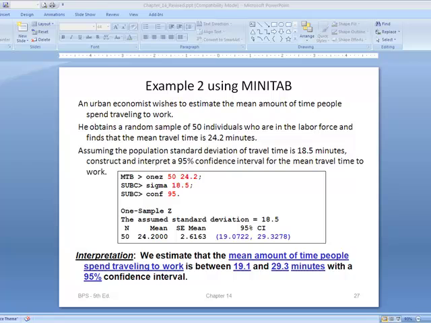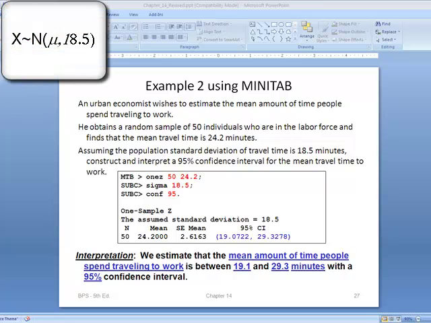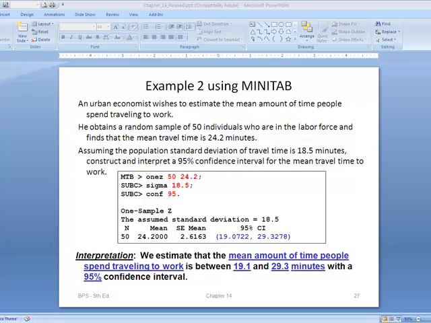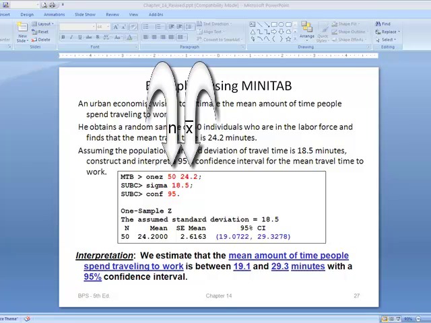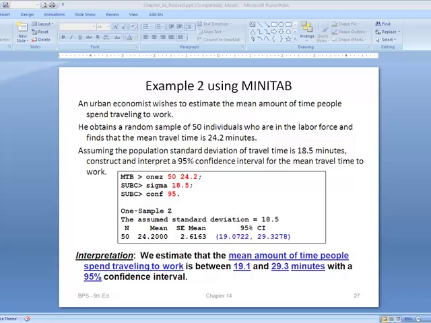Now again, we're assuming that these travel times are normally distributed, and they give us the population standard deviation of 18.5. We're going to use the mean of the sample of 50 to produce a 95% confidence interval. So here are our Minitab commands. You would type 1Z, and you would type N and your X bar. Remember, our N was 50, because that's the sample size, and X bar was the mean of that sample, which was 24.2. We put a semicolon to say, hey, Minitab, wait a minute, I need to give you some more information before you calculate anything.